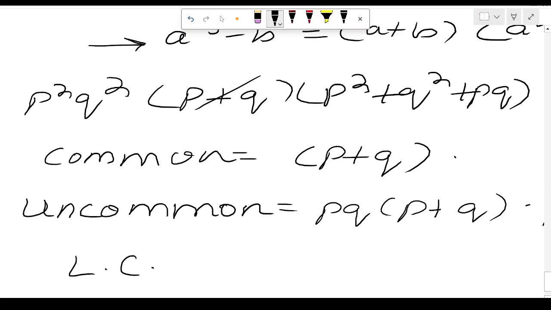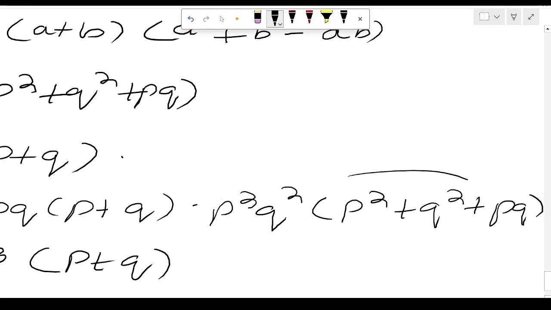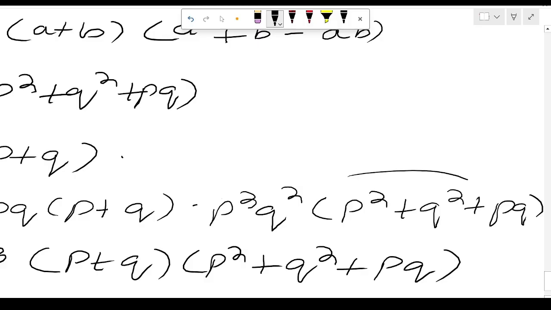Now we need to find the LCM. So both of the common and uncommon factors will be multiplied in order to get the result. So our answer will be p cube q cube, because p square multiplied p is p cube, q square multiplied q is q cube, and then we will write p plus q as it is, and then we will just write p square plus q square plus pq.